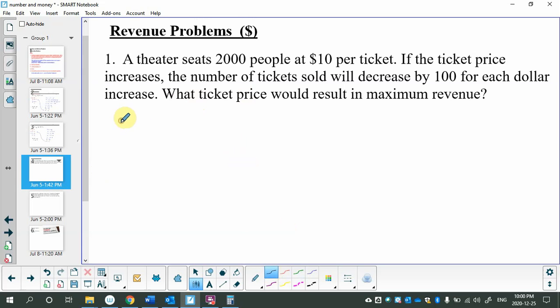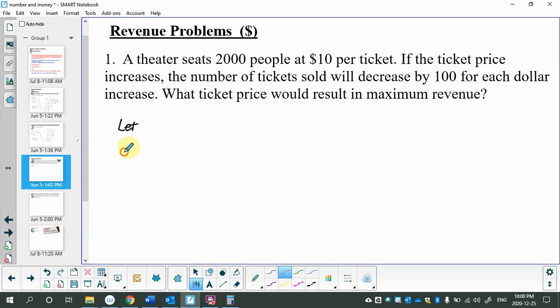So this, I'm going to start with a let statement, but I don't know what I'm going to let it be because I haven't even read this yet. And this is my favorite kind of question. So it says a theater seats 2,000 people at $10 per ticket. If the ticket price increases, the number of tickets sold will decrease by 100 for each dollar that these people decide to increase their price. What ticket price would result in maximum revenue?